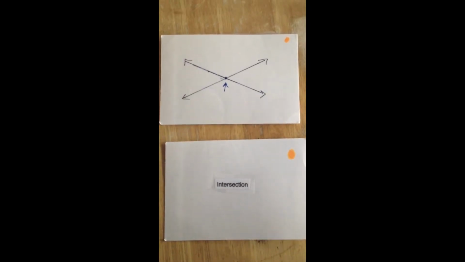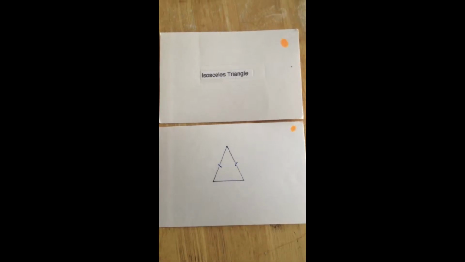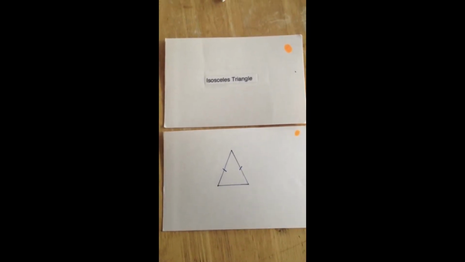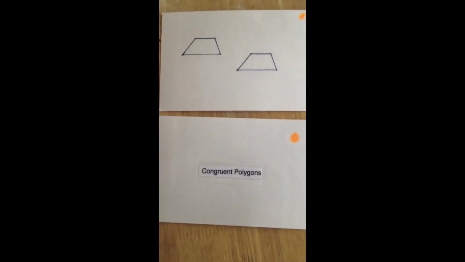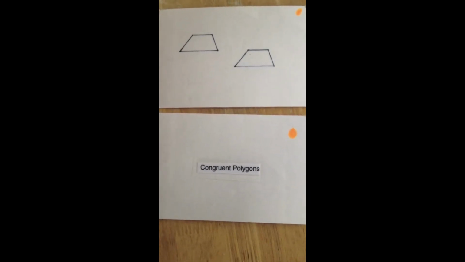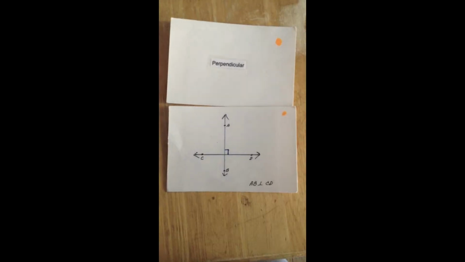An intersection is a point where two lines meet. Vertical angles are angles opposite each other when two lines cross. An isosceles triangle is a triangle that has two congruent sides. Polygons are congruent when all corresponding sides and interior angles are congruent. A straight angle is an angle that equals 180 degrees.